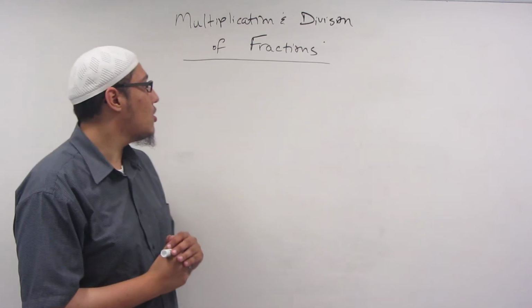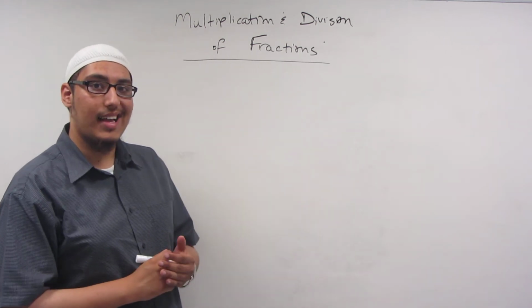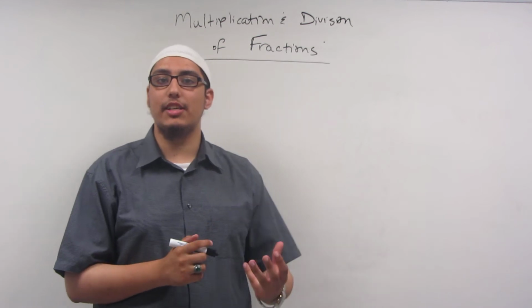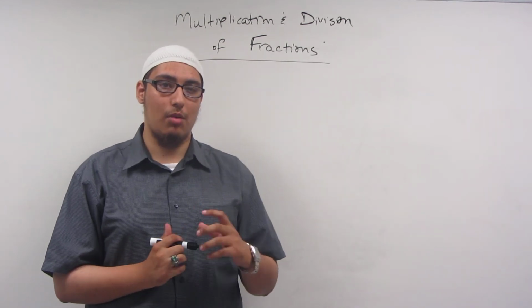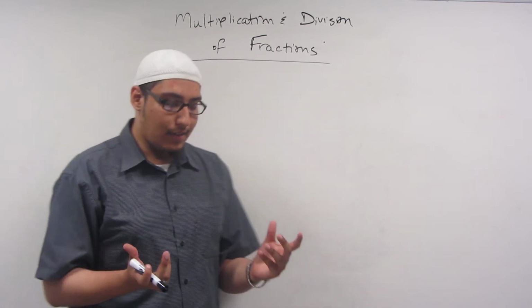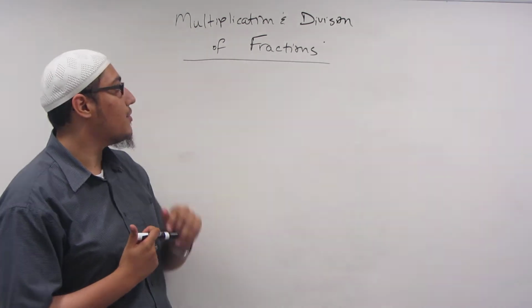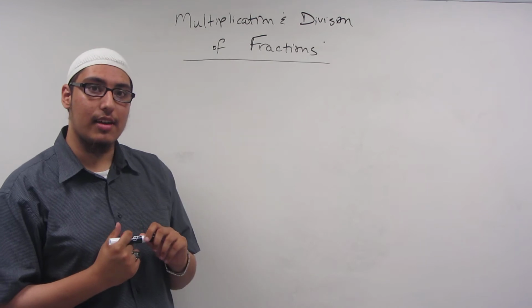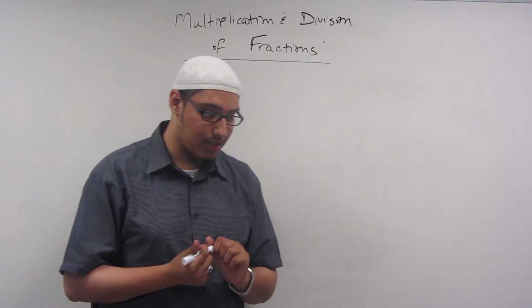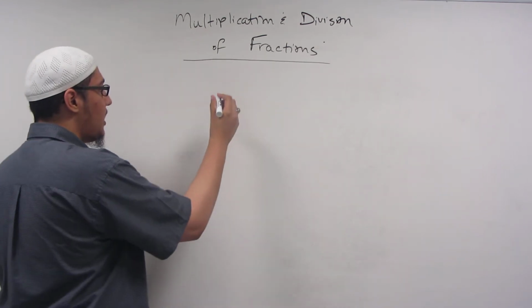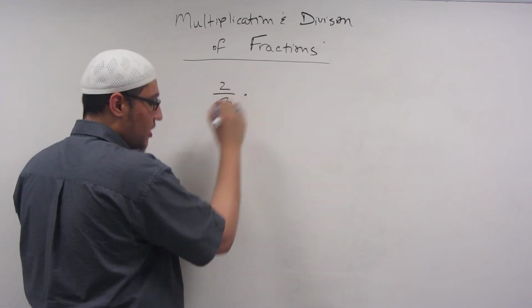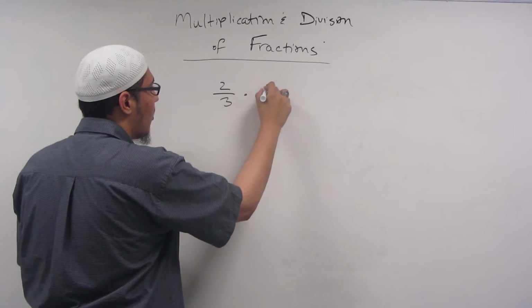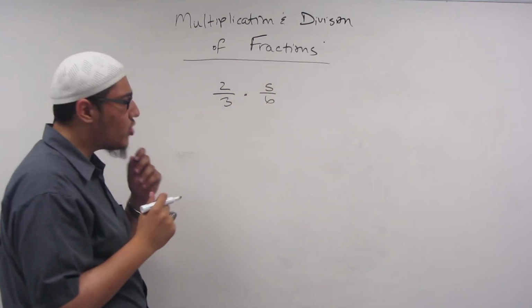In our last video, we went over the addition and subtraction of fractions. Now, the key for that problem was the common denominator. Thankfully, multiplication and division is actually a lot easier than finding common denominators. So, for multiplication and division, if we have 2/3 times 5/6, well, multiplication is just straightforward.